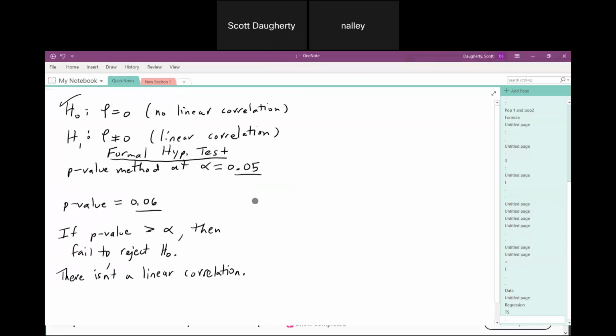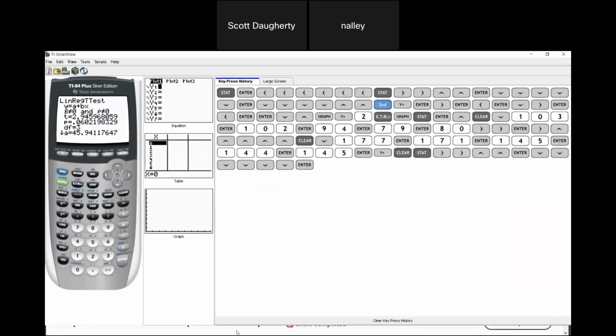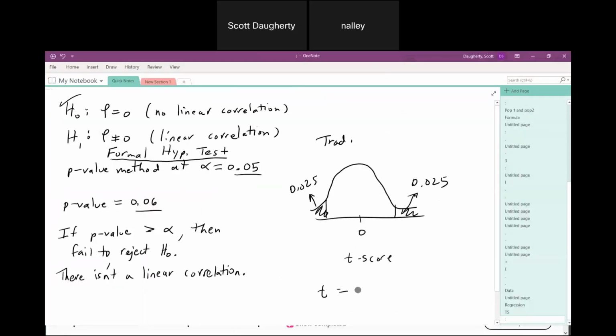Okay. By the way, if you did the traditional method, we get the same result. With the traditional method, you would find the critical value that goes with alpha. By the way, it's a two-tailed test, right? Because of this, you would divide this up evenly into two tails, 0.025 in each. And then this is a t-score, and our test statistic for t from the calculator was 2.95 if you round it off. So that's our test statistic.